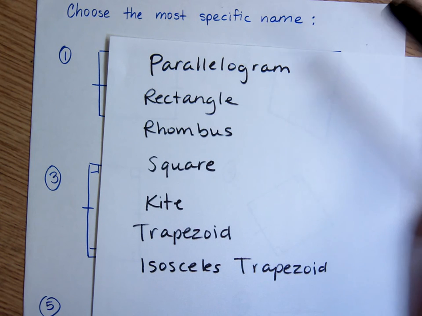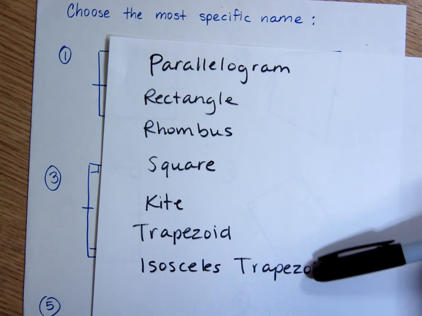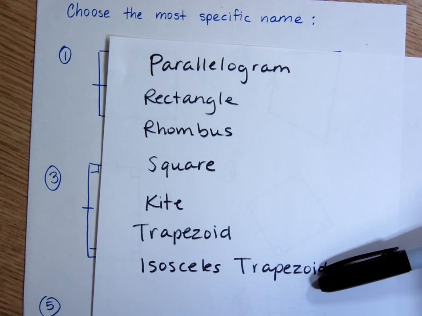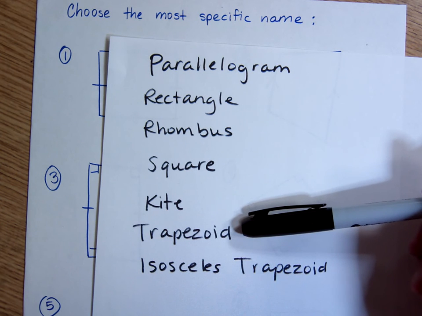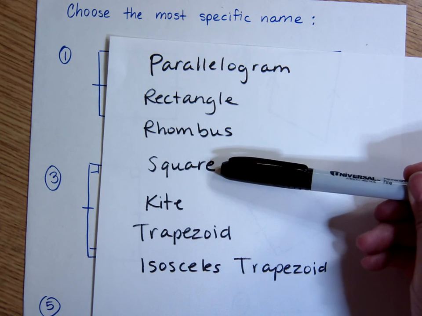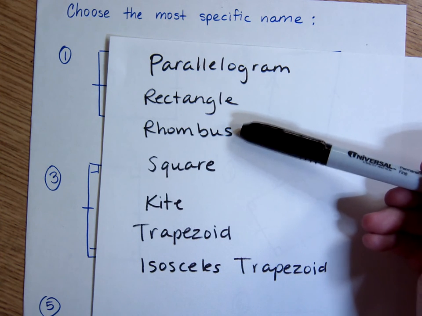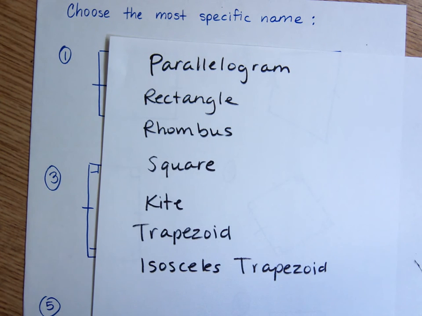Or if I had a choice between do I use trapezoid or isosceles trapezoid, if it is an isosceles trapezoid, that's what I would call it, because that's more specific than just generic trapezoid. Or square is more specific than rhombus. A square is a rhombus, but it's a rhombus about which other certain things are true. In other words, a rhombus that also happens to be a rectangle is a square. So you want to use the most specific that you can.